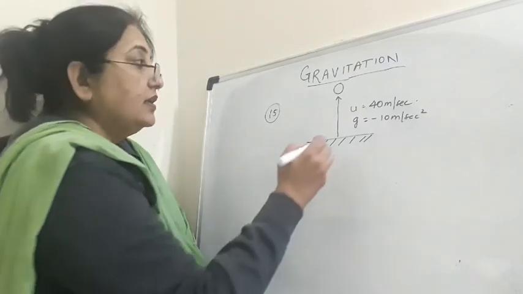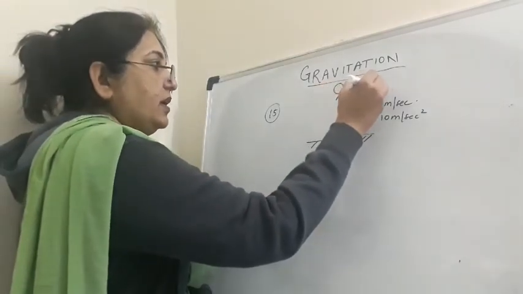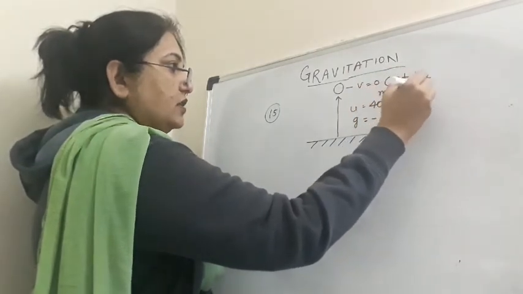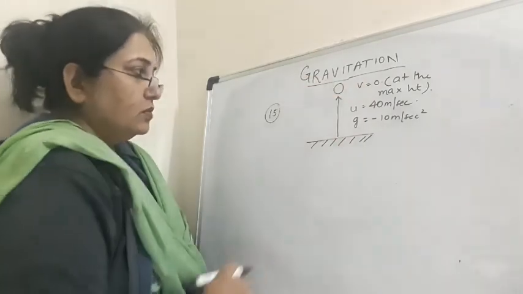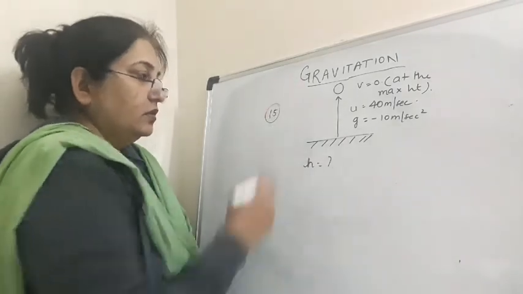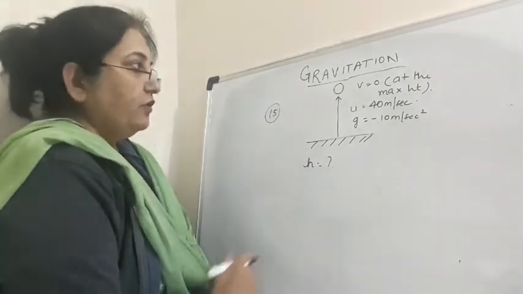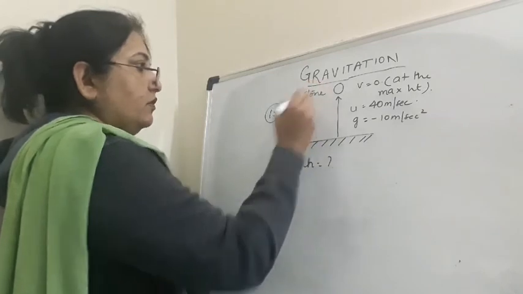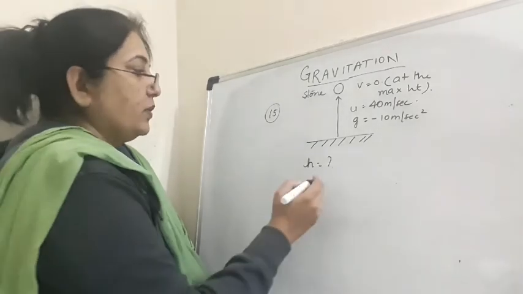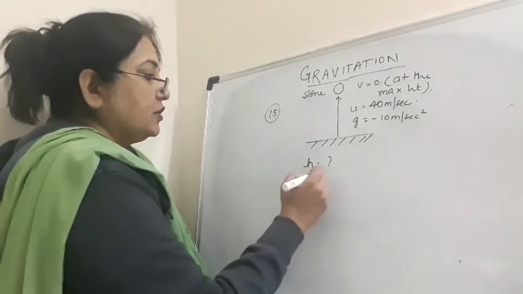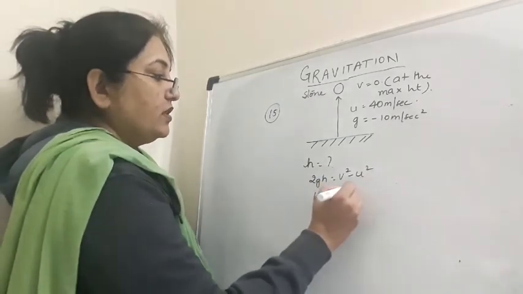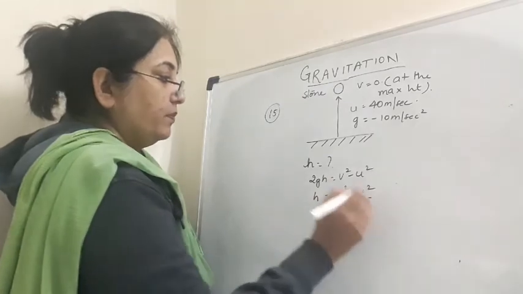Then find the height. Now here v will be equal to 0 at the maximum height. Final velocity is always 0. Okay. So these three quantities you know. Now it is saying find the height up to which the stone reaches. So therefore we will again apply the third equation like what we've done in the previous question. 2gh is equal to v square minus u square. h is equal to v square minus u square upon 2g.